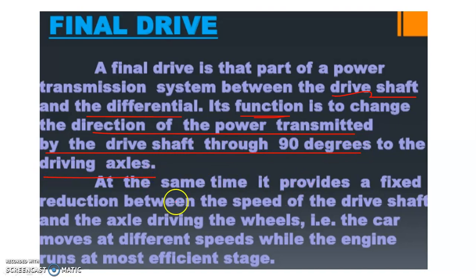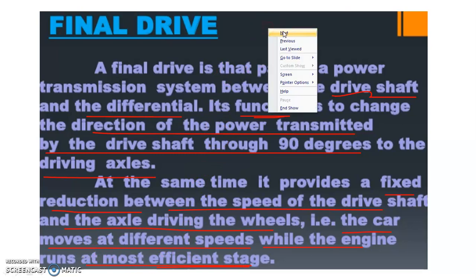At the same time, it provides fixed reduction between the speed of the drive shaft and the axle driving the wheels. So the speed reduction is fixed, and that is achieved with the help of this drive. What is the meaning of this statement? The car moves at different speeds while the engine runs at its most efficient stage. So if the engine is running at the most efficient stage, but the car is moving at a different speed, this is the function of the final drive.